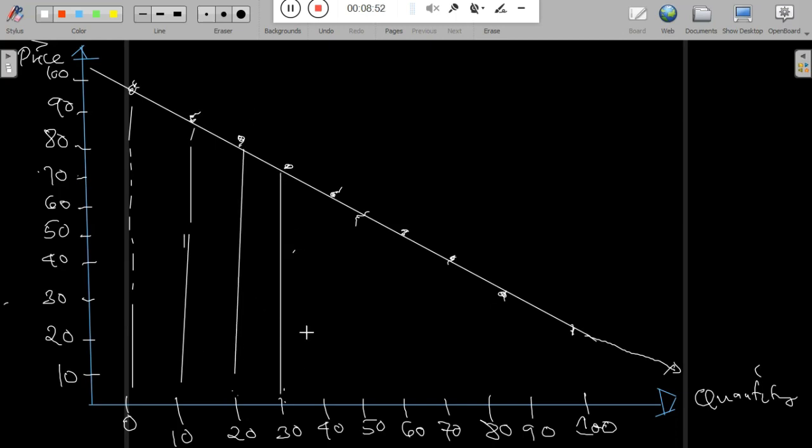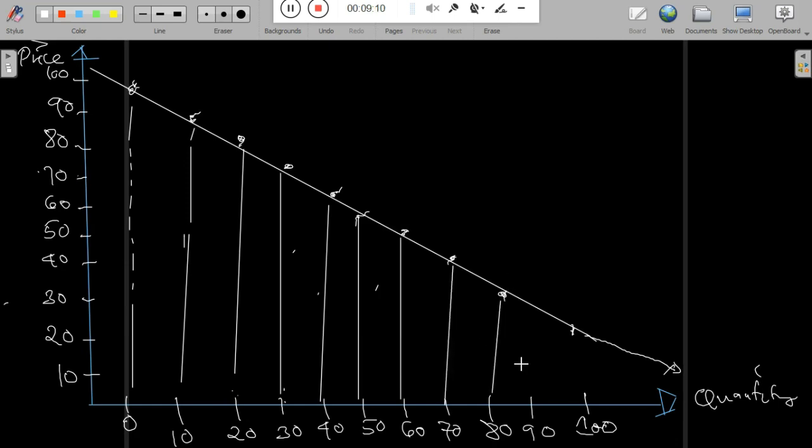As you can observe the graph, when we link these points and cross-check them, you'll observe that as the price increases, the quantity demanded falls. So we join them like that.